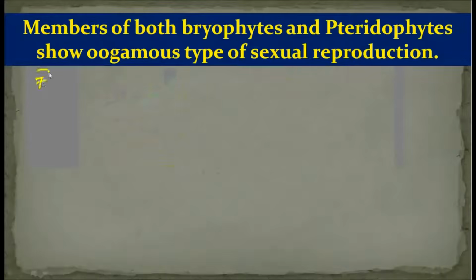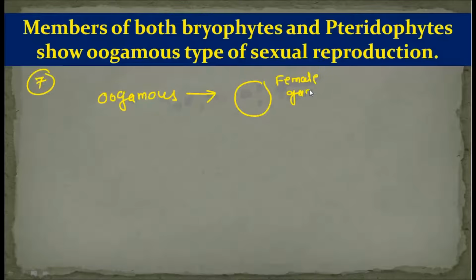Now the seventh similarity between the bryophytes and pteridophytes is that members of both show the oogamous type of sexual reproduction. Now what is meant by oogamous type of sexual reproduction? It is a sexual reproduction in which the female gamete is larger than the male gamete. That means male gametes are small and the female gametes are larger. This is the first condition to be oogamous. Secondly, the female gamete is non-motile and the male gametes are motile.